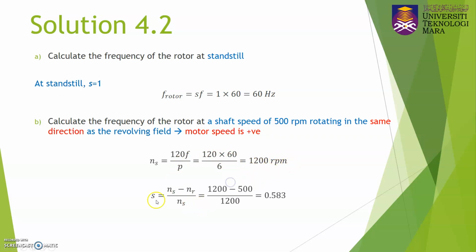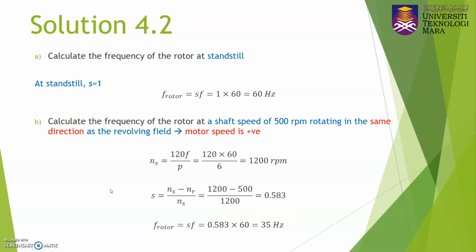And then now your S is equal to NS minus NR, divided by NS. So 1200 minus 500, divided by 1200, is equal to 0.583. So this is the value of S. After that you need to calculate the frequency of the rotor. The frequency of the rotor will be equal to slip S multiplied with the frequency of the power source. So S in this case is 0.583 multiplied with 60 Hz. Now your frequency of the rotor is 35 Hz.